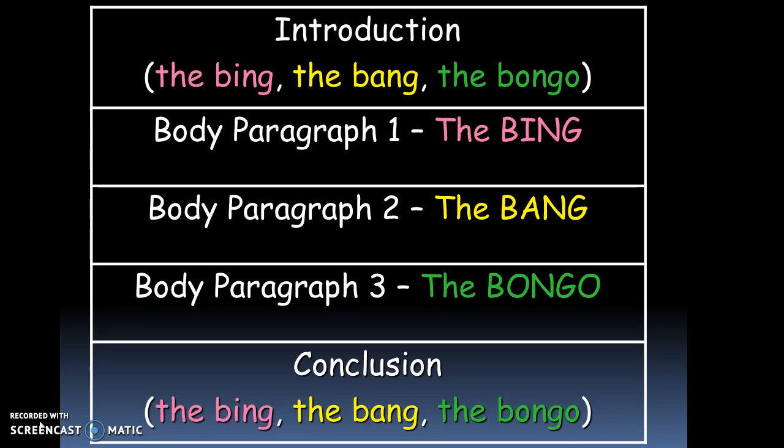So here's how the 5-paragraph structure breaks down. The first thing we have is your introduction. It's a short little paragraph prepping the reader. The second paragraph is your first body paragraph, the bing. Your second body paragraph, the bang, your third body paragraph, the bongo, and then you wrap it up with a conclusion paragraph at the very end. So paragraph 1, paragraph 2, 3, 4, and 5. Easier to say, my intro, the bing, the bang, and the bongo.